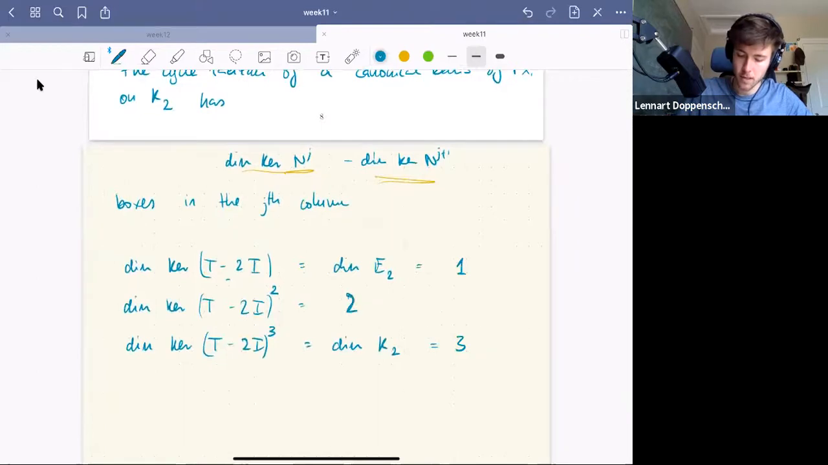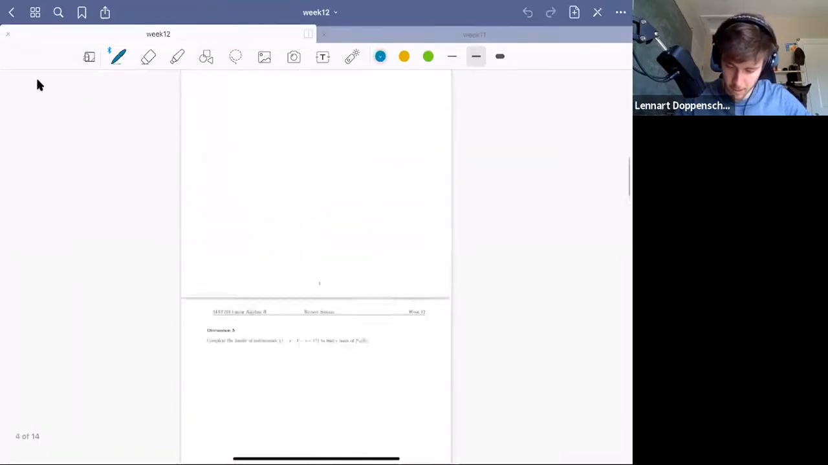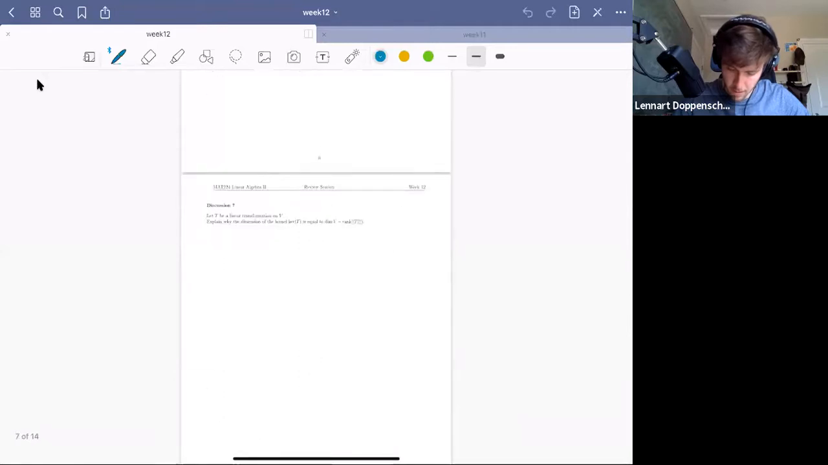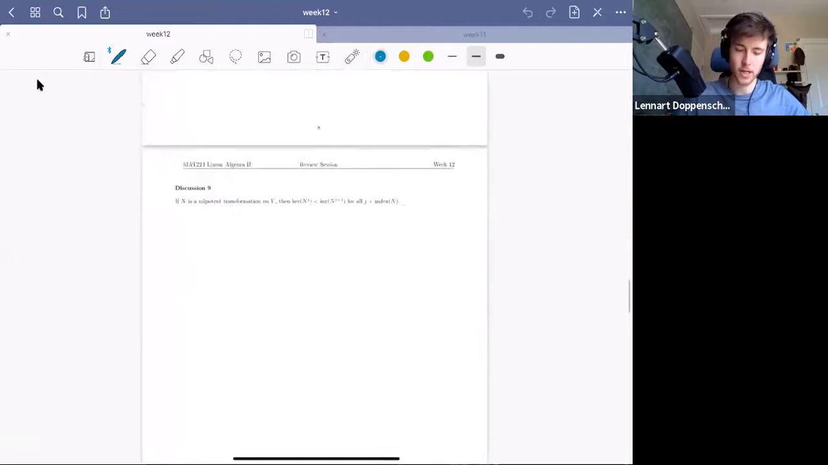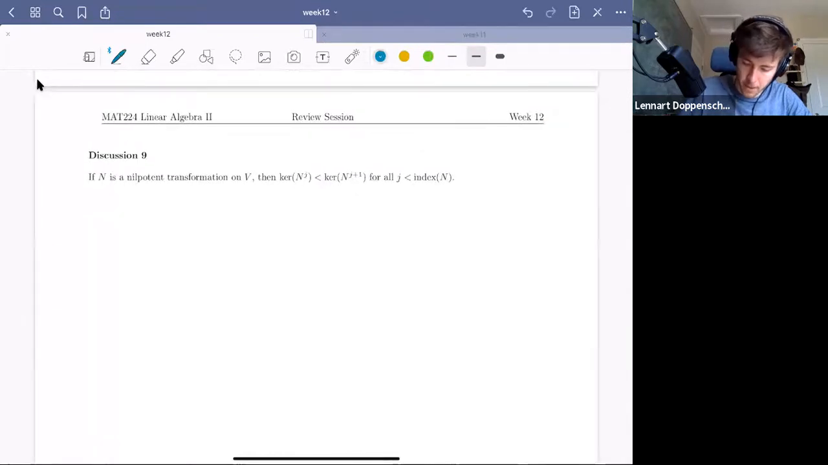Now, yesterday I just said that we know this has to be 2, but there's a reason for this, and I've put it into a discussion. Let me find it. Yes, discussion 9 for today's review session says that if N is a nilpotent transformation on V, then the dimension of the kernel of the jth power has to be strictly less than the dimension of the kernel of the (j+1)th power for all j less than the index, if we have an index n.